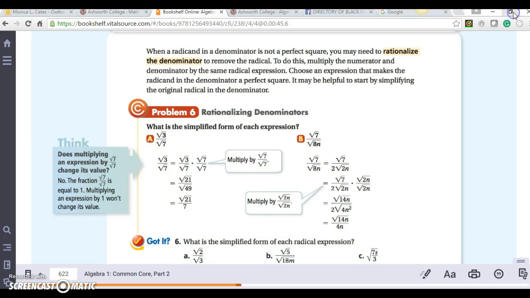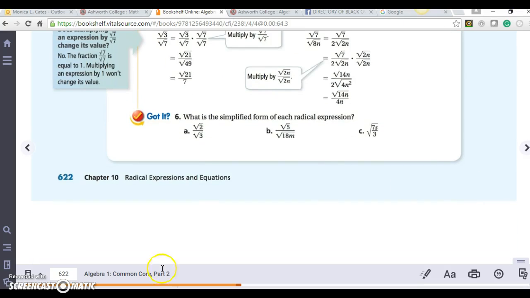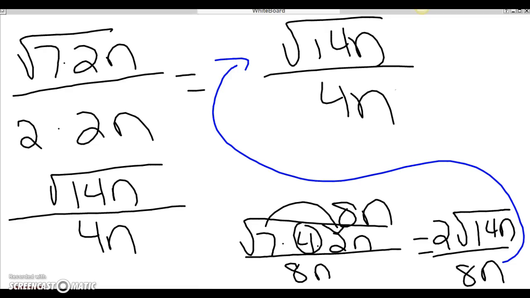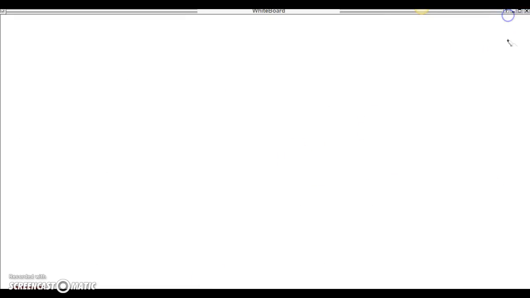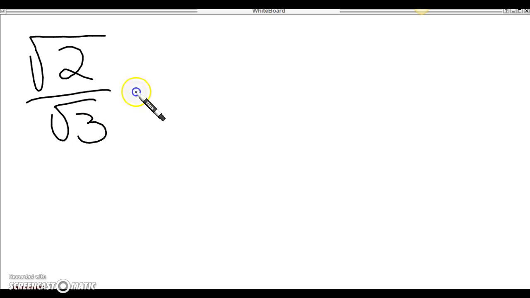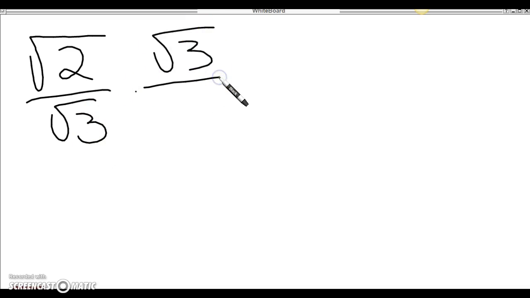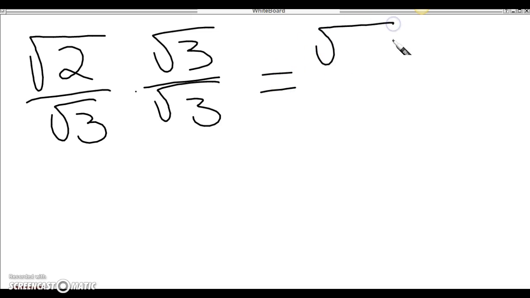All right, so let's take a look at the guided practice now and do one on our own. So I have the square root of 2 over the square root of 3. So I'm going to multiply by the square root of 3 on top and bottom to get rid of the radical. So I get the square root of 2 times 3, which is 6, over 3.